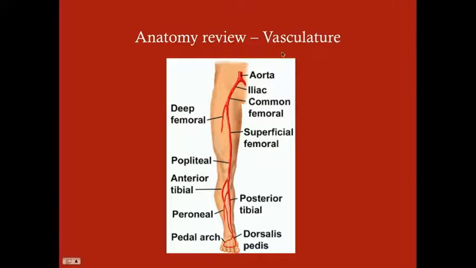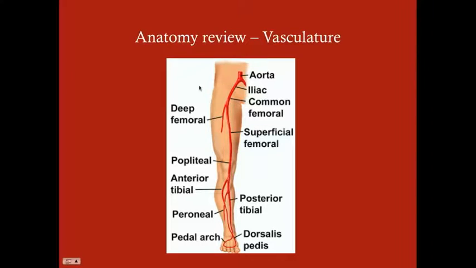The vasculature, as with anything below the diaphragm, comes from the abdominal aorta. The abdominal aorta bifurcates into both left and right common iliac arteries. The common iliac then bifurcates into the internal and external iliac arteries. The internal iliac arteries provide the vasculature to the abdominal viscera. The external iliac artery provides vasculature to the lower extremity. So once the external iliac comes through the inguinal ligament, it just changes name to the common femoral artery.